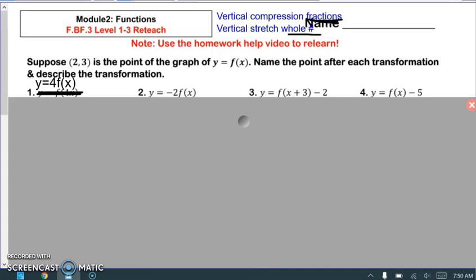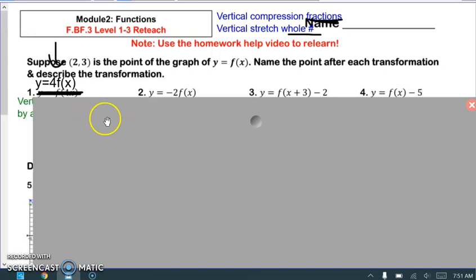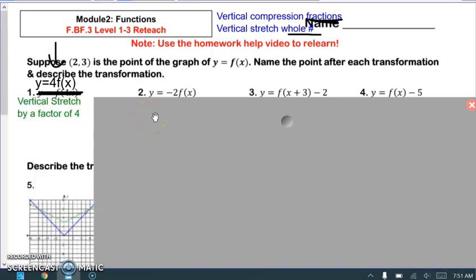Suppose (2, 3) is a point on the graph of y = f(x). Name the point after the transformation and describe the transformation. So we see the 4 on the outside, so we know it's going to be a vertical stretch because the 4 is on the outside. How do we know it's a vertical stretch by a factor of 4? We know we're going to have to change the y value. On the y value, we take 3 times 4, which equals 12. So our ordered pair would be (2, 12).